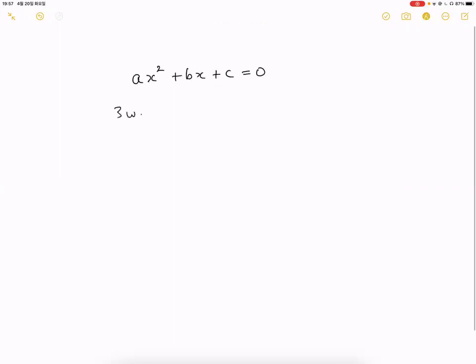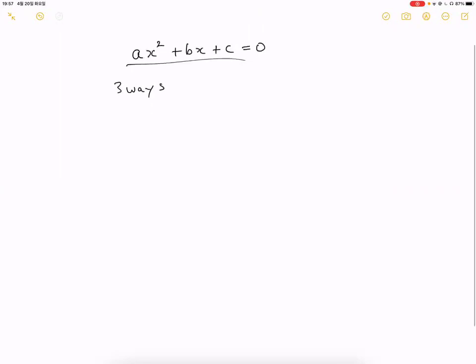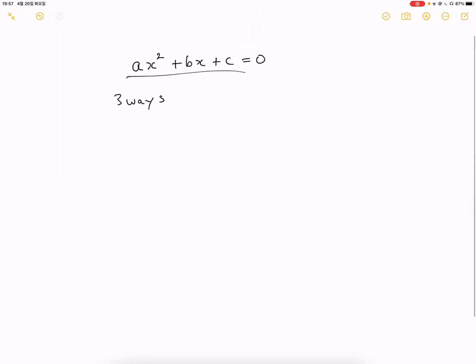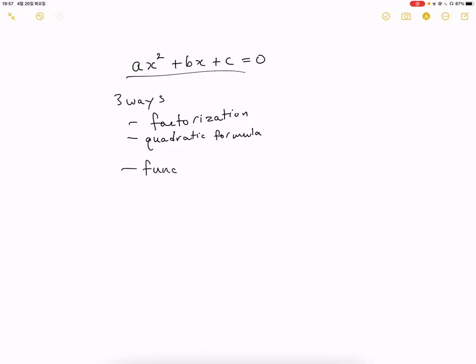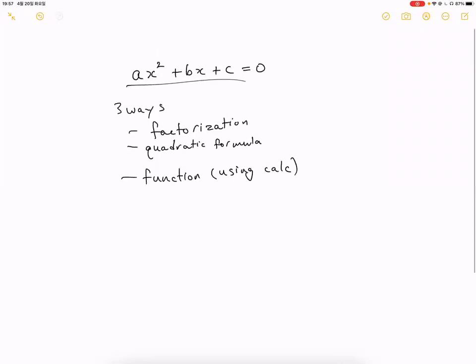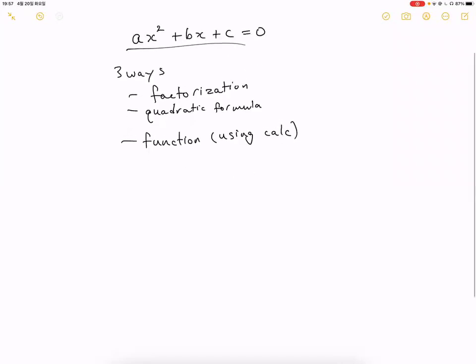So there are actually three ways that you can use the quadratic equation to find the x values. So the first way is factorization. Second way is the quadratic formula. And then the final way, which I don't really recommend, is called functioning using your calculator. Okay, so let's first start out with a problem.